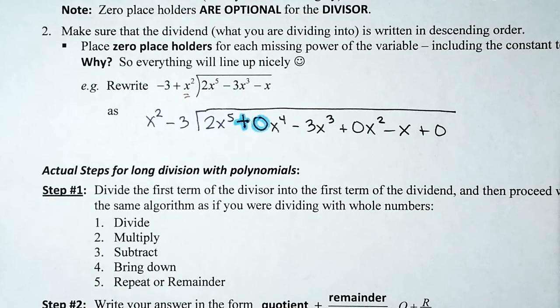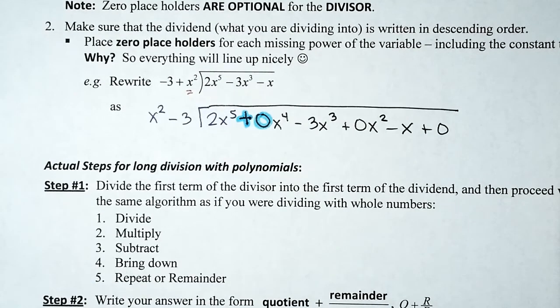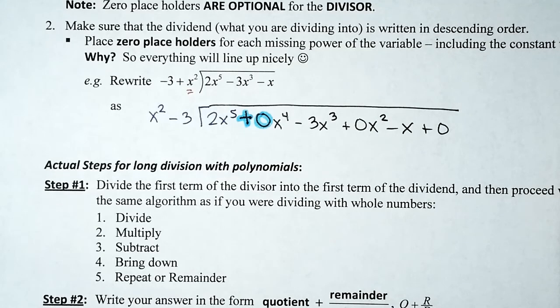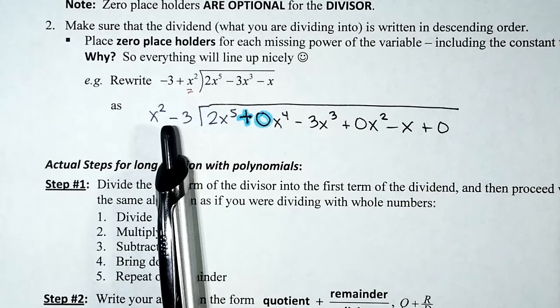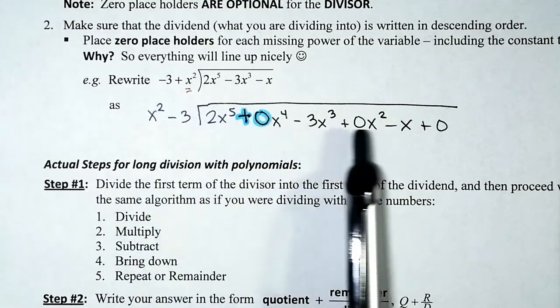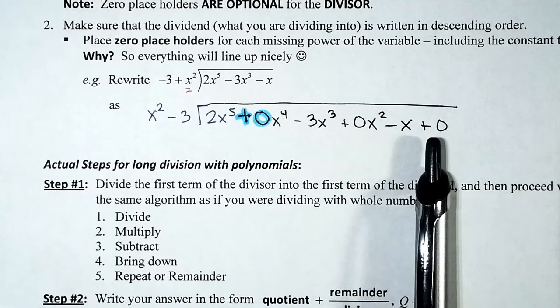This problem, I don't really like it, but I chose it to highlight how we prepare for long division. To prepare for long division: one, look at the divisor and make sure it's in descending order. Two, look at the dividend and make sure it's in descending order. And three, make sure there's a term for each power going down in the dividend.